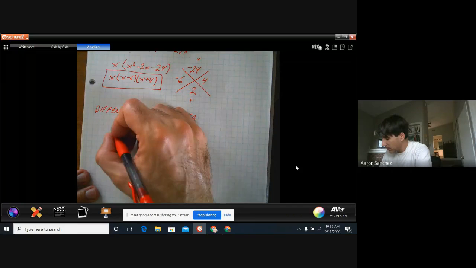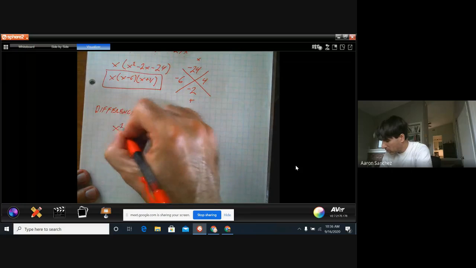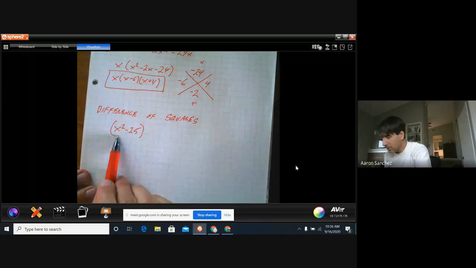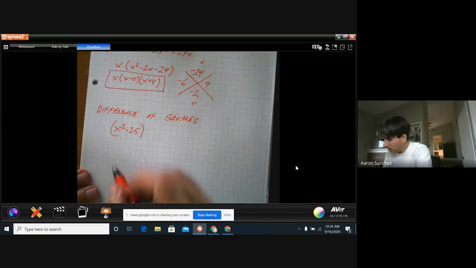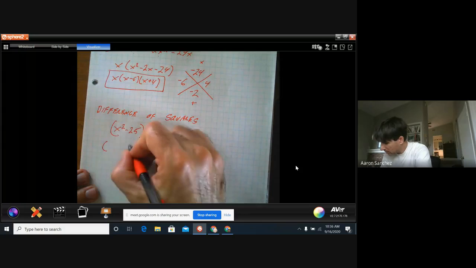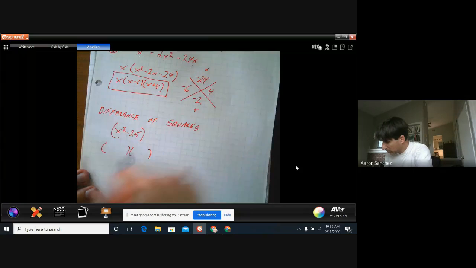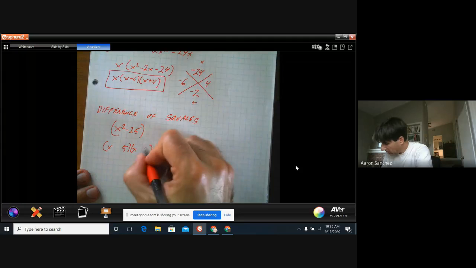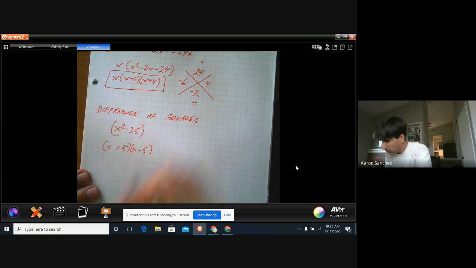For example, a difference of squares would be x squared minus 25. I know this is a difference of squares because this is a perfect square and this is a perfect square, and I'm subtracting them. Every time you factor the difference of squares, the answer is going to be this. Watch this. What's the square root of x squared? x. What's the square root of 25? 5. And then you put a plus and minus. That's how you factor the difference of squares.